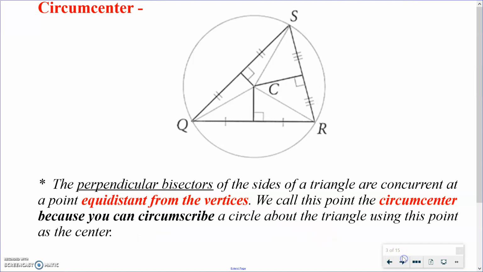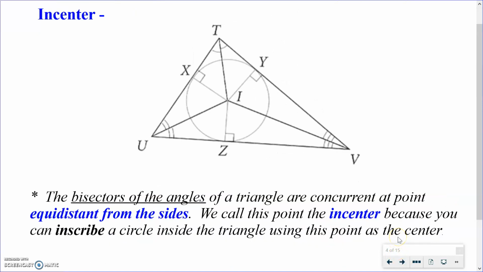Okay, the next one is the incenter. The incenter is created by creating the angle bisectors of the triangle, and they should all three be concurrent at a point that is equidistant from the sides. It's called the incenter because you can inscribe a circle, so you can draw a circle inside of the triangle that hits all three edges of the triangle. This would be like if you're trying to fit something into a triangular space, this could tell you the best place to put it.